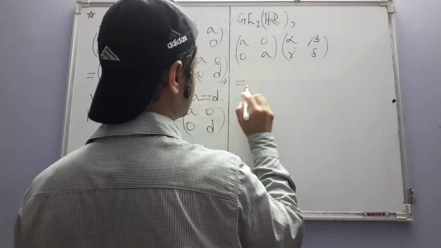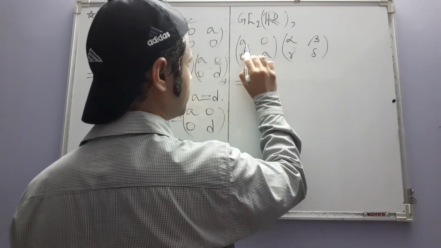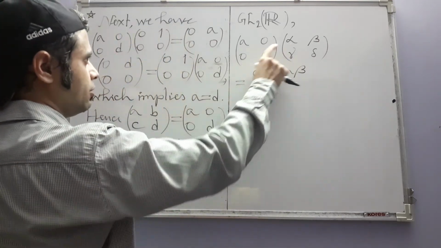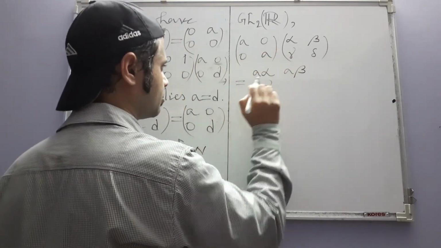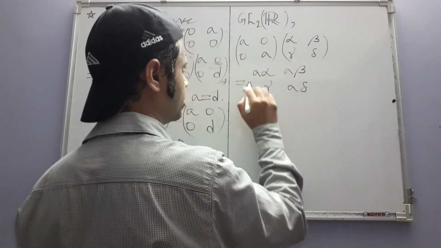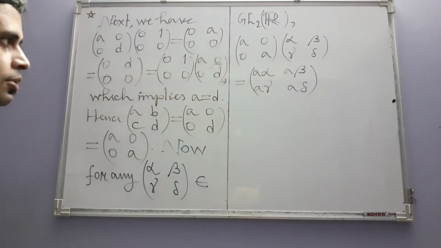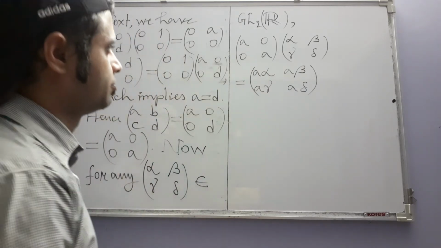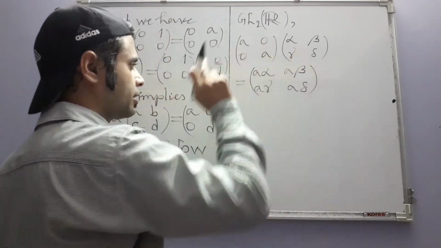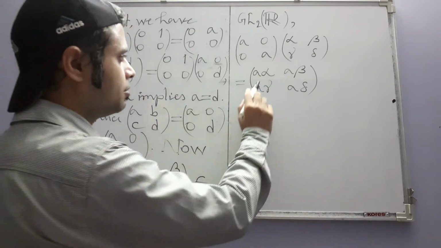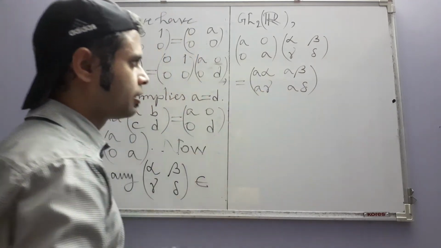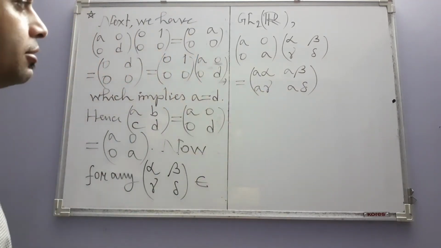A alpha plus 0 gamma is A alpha. A beta plus 0 delta is A beta. 0 alpha plus A gamma is A gamma. 0 beta plus A delta is A delta. So you can see that the effect of multiplying this matrix by this scalar matrix is the same as multiplying the original matrix by the scalar A, and that is why it's called a scalar matrix.